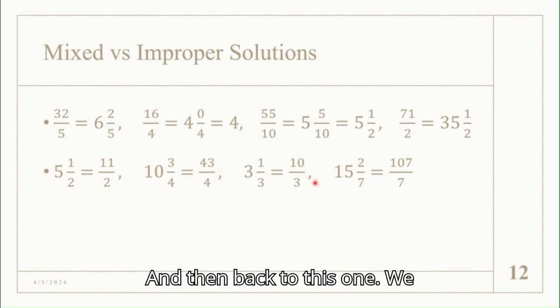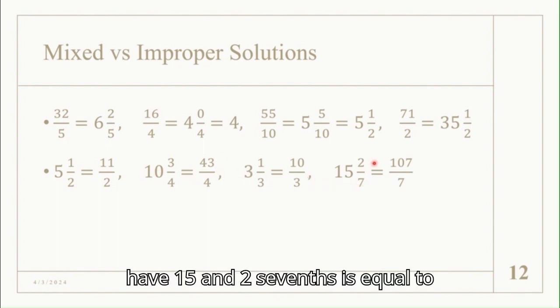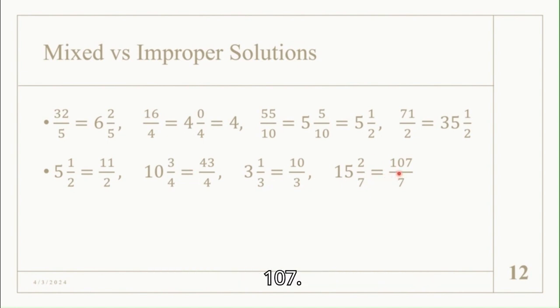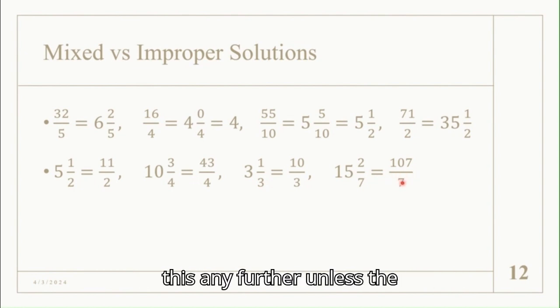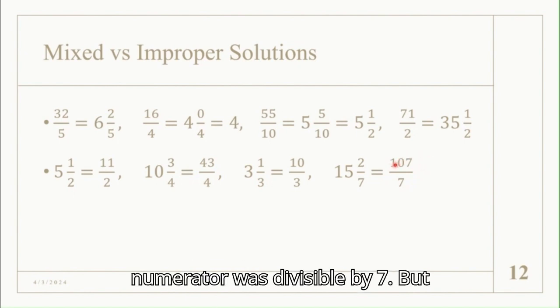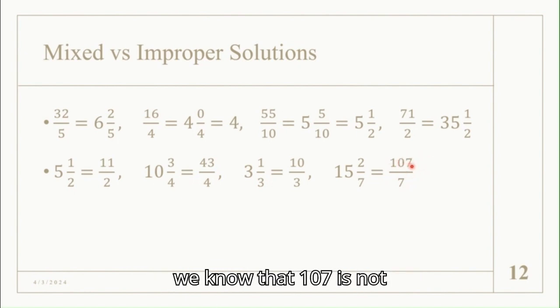And then back to this one, we have 15 and 2/7 is equal to 107 over 7. 107 divided by 7. 7 is a prime number, meaning we can't simplify this any further unless the numerator was divisible by 7. But we know that 107 is not divisible by 7, because 7 doesn't go into 107. It goes into 105, but not 107.